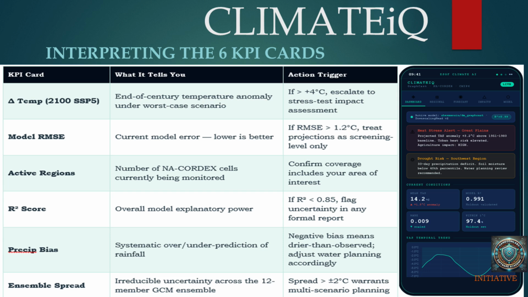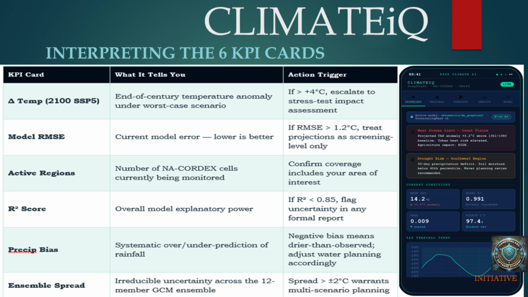With the model RMSE, that is the current forecast error. The lower the better for the RMSE. If RMSE is actually 1.2 degrees Celsius, treat projections at screening level only. Active regions: number of NA-CORDEX cells currently being monitored. Confirm coverage includes your area of interest. Then you have the R2 score, that's the R squared score, overall model explanatory power. If R squared is less than 85%, flag uncertainty in any formal report.